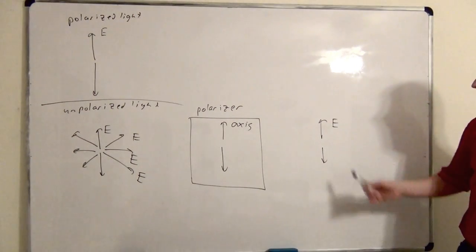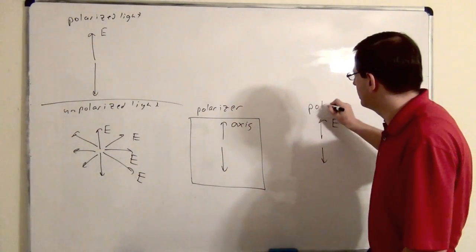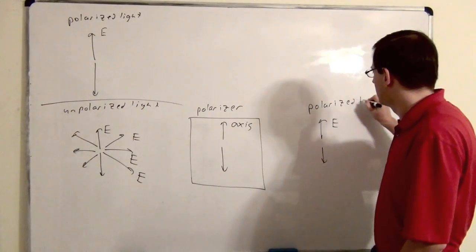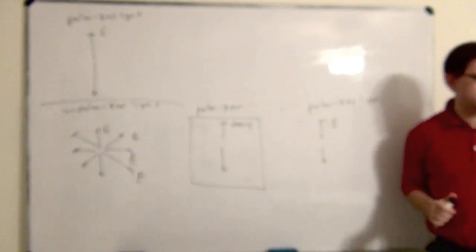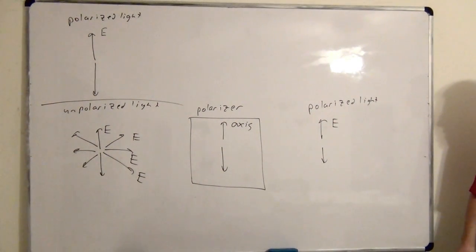That's right. And is this now polarized or unpolarized light? Polarized. It's turned into polarized light. That's right. Which way is the magnetic field oscillating?